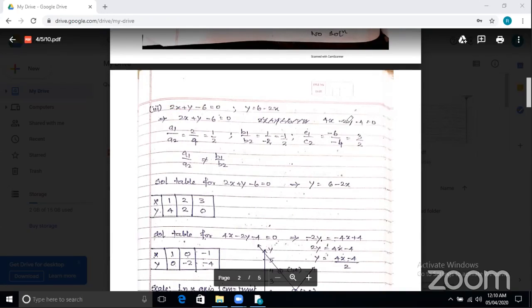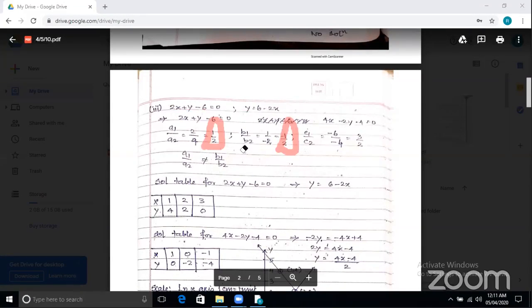Okay. Now, here c1 by c2 is equal to again minus 6 by minus 4. Minus by minus is equal to plus. 3 by 2. Any doubt? No doubt, sir. This a1 by a2 is not equal to b1 by b2. Why is it so? This is 1 by 2. Another thing is minus 1 by 2. Therefore, a1 by a2 is not equal to b1 by b2.